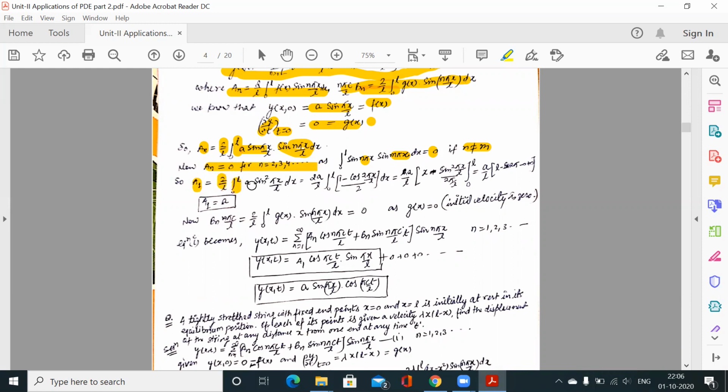So 2 by L, a sine square, because sine pi x by L into sine pi x by L. So sine square, again 1 minus cos 2 theta by 2. We will integrate this, apply limits. We'll get our solution as a.